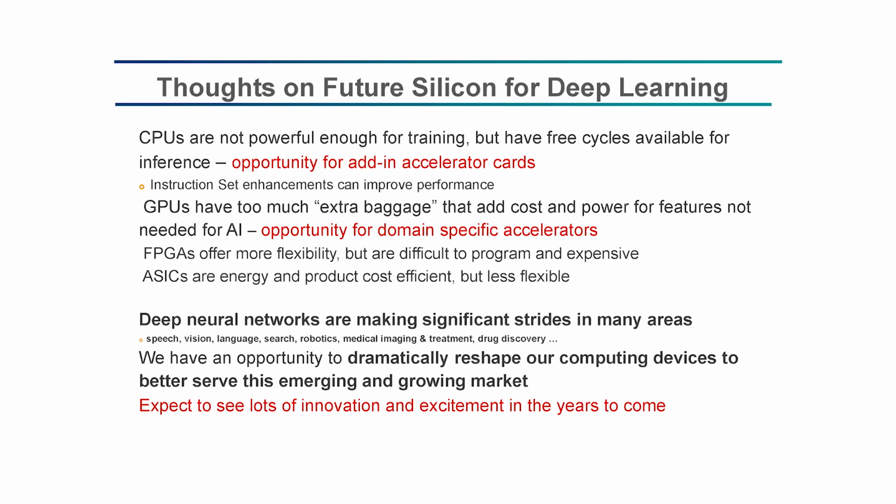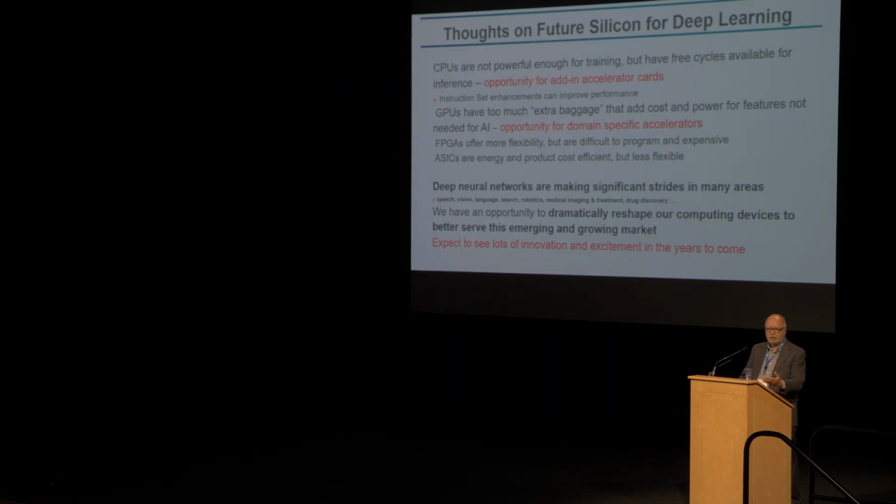FPGAs are more flexible, but they're difficult to program and can be expensive. ASICs, as I said, are energy and cost efficient, but less flexible. So lots of things to think about. So if you're in business, you look at the business case, look at your choices, and pick the solution you like best. Neural networks are moving into more than just looking at pictures and telling you whether this is a dog or a cat. They're being used in medical imaging, for example, drug discovery, lots of applications beyond the initial usage that we started to see.